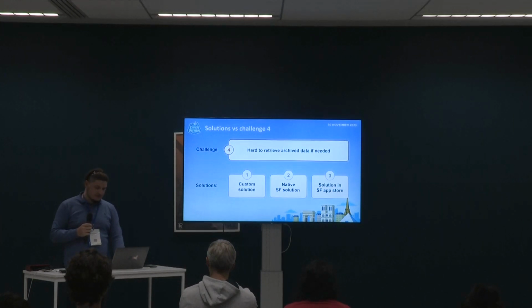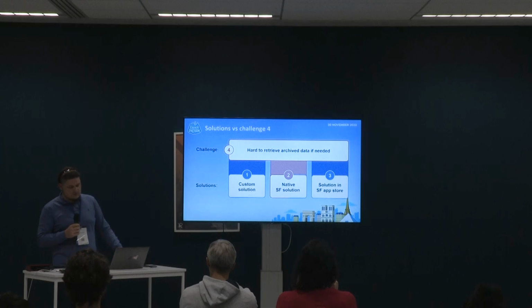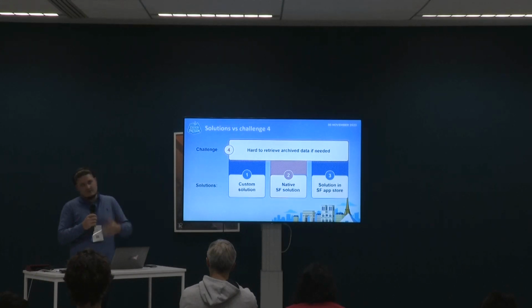And the next challenge, hard to retrieve archived data if needed. I put it 50-50 for native Salesforce solution because you have some limitations. When you have a field encrypted by Salesforce, and then you move it to the big object and try to revert it back, you cannot see that exact value. So that is a limitation. You can retrieve data, but there is some limitation for this encryption, and you cannot read it properly.